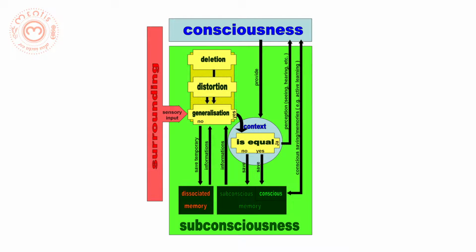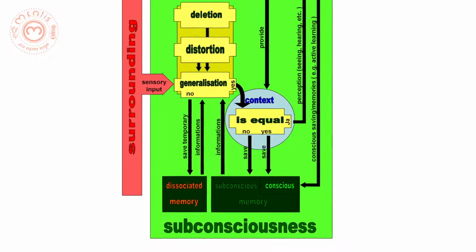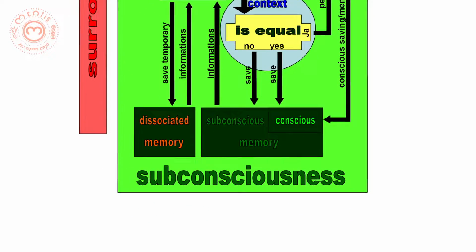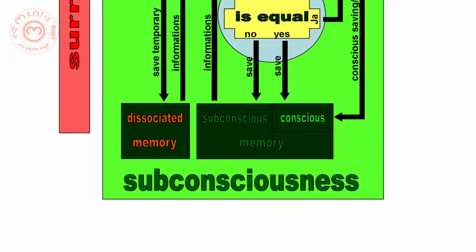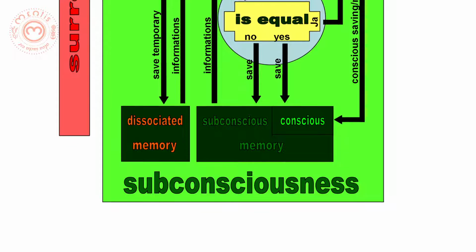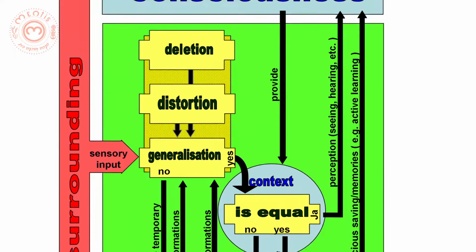On the left side you see the environment in red. This can be information from the environment, but also sensory stimuli from the body. Then we have different sub-areas in the subconscious, which is the green part of the whole. You see the dark green memory area, which is divided into two parts, the subconscious memory and the conscious memory. But we still find a third memory area, the so-called dissociated part. Then we still have various functions, the programs that work. They are all colored yellow.